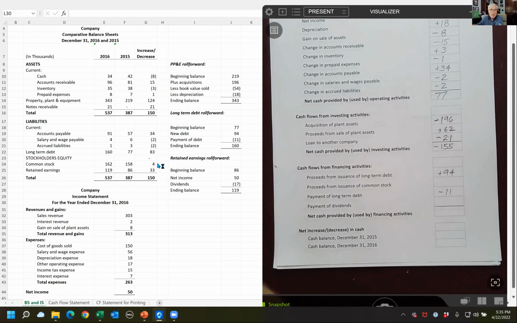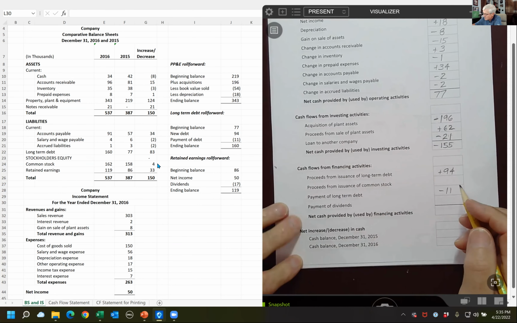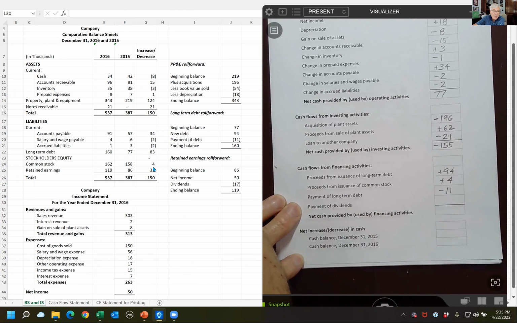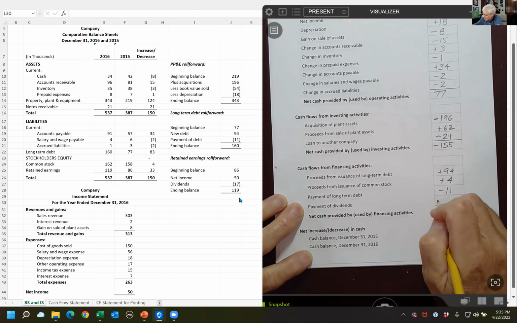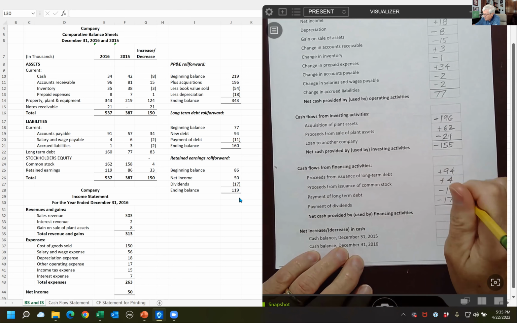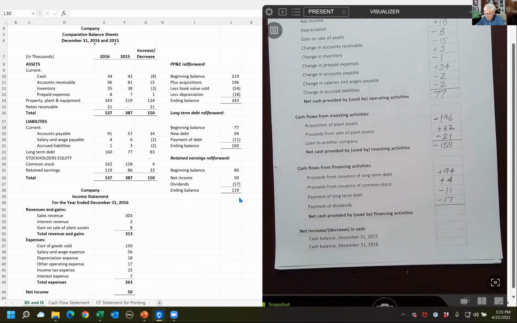Common stock, we issued 4,000 shares of common stock. So that's a +4. And dividends, I'll do it this way. Retained earnings went up by 33. Well, it went up 50 for net income. So +50 must be 17,000 in dividends. I come over here to my supplemental, yes, 17,000, minus 17. So +94, +4, -11, -17. Let me get that in my calculator.